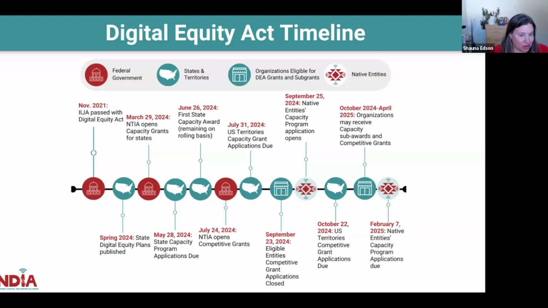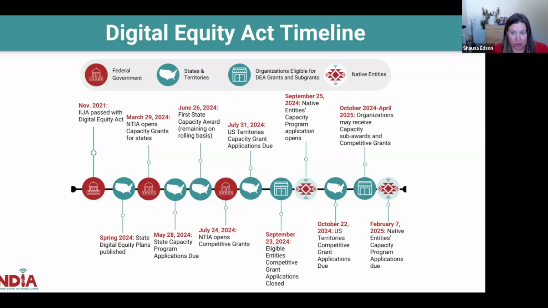And you may have heard about the Digital Equity Act, but I'm just going to do a quick overview of it and then talk about each of the programs. The Digital Equity Act, or the DEA, was authorized by the Infrastructure Investment and Jobs Act, or the IIJA of 2021. The DEA included $2.75 billion for 3 buckets of funding: the Planning Grant Program, the Capacity Grant Program, and the Competitive Grant Program.